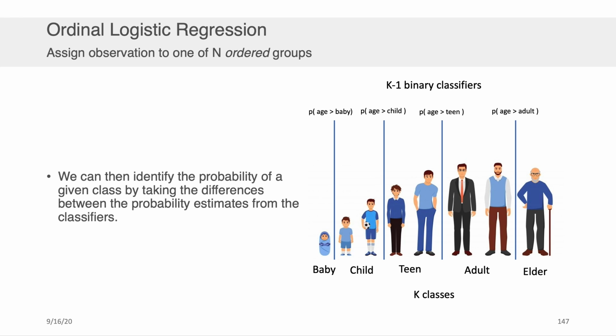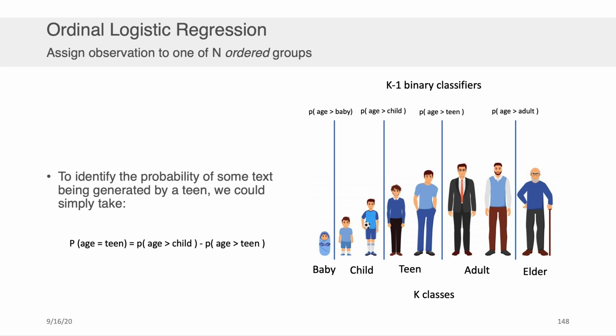And we can then identify the probability of a given class by just taking the differences between the probability estimates from the classifiers. So for example, if you wanted to figure out the probability that someone's age was teen, you could take the probability that the age was greater than child over here, subtract from that the probability that the age was greater than teen, and the difference between those two would give you the probability of this class right here.